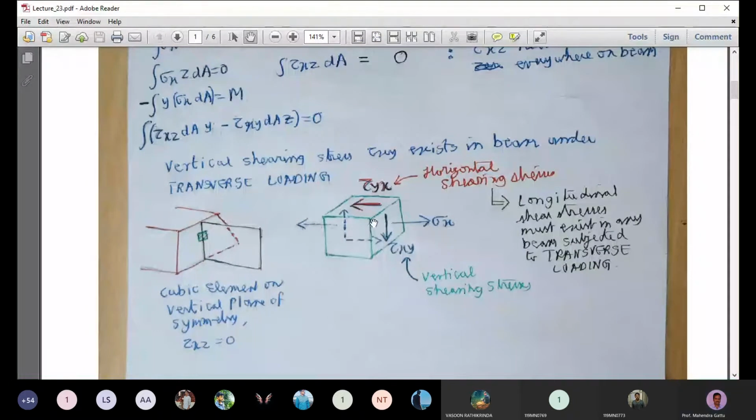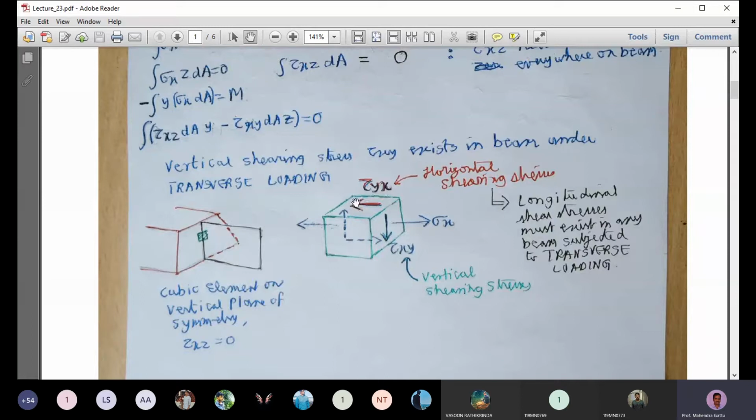So this is our stress element, and on the stress element we have the vertical shearing stress acting in the downward direction. We have the normal stress sigma x, and because there is a vertical shearing stress, to balance it on the horizontal plane there will be a horizontal shearing stress. That horizontal shearing stress will act towards the leftward direction, and we denote that by tau yx.